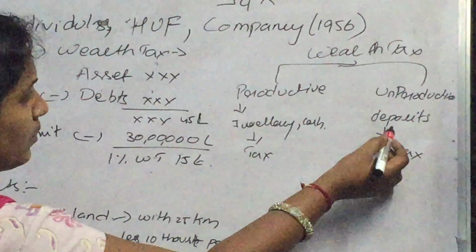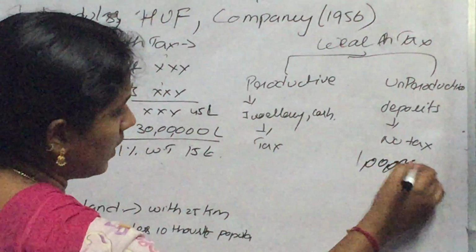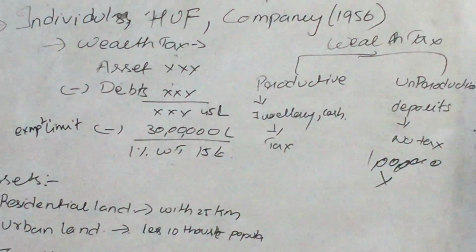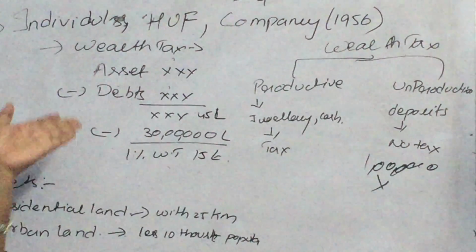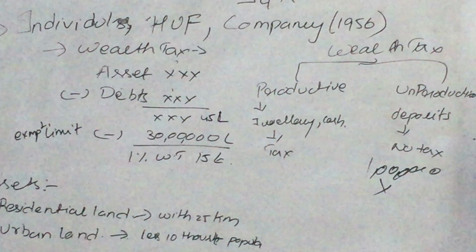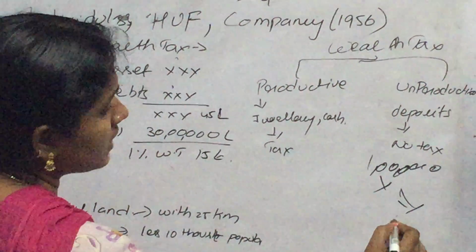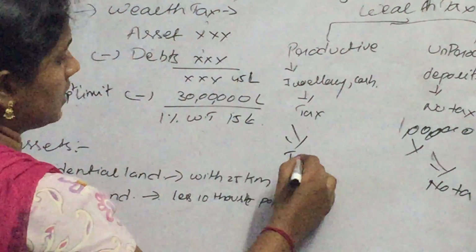Unproductive is the deposits. Suppose I have 1 lakh and I deposit that 1 lakh in the bank, so that the banker can give it to other persons on a loan basis. That is known as unproductive. On unproductive wealth we will not charge any tax. On productive wealth we will charge tax.